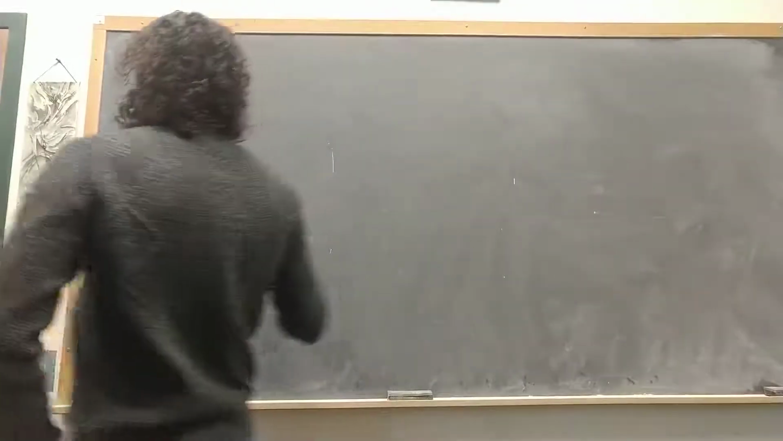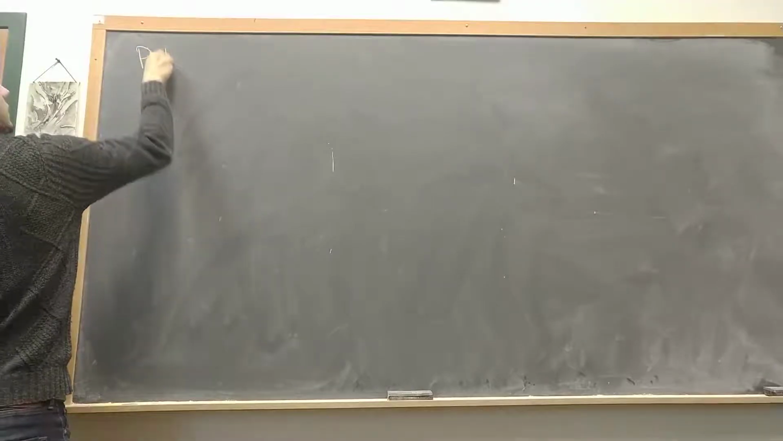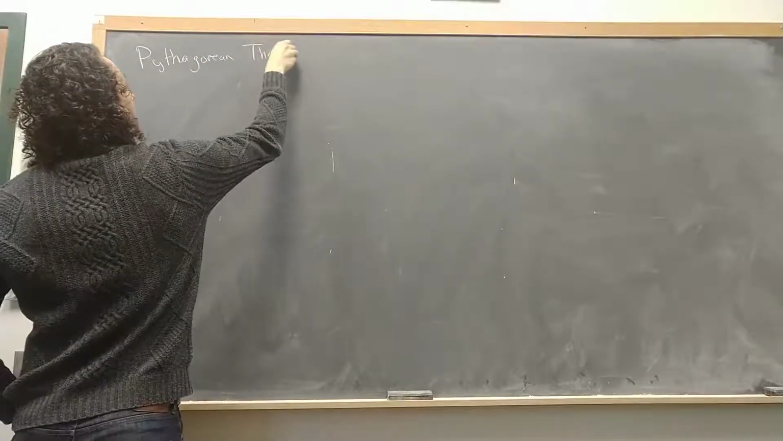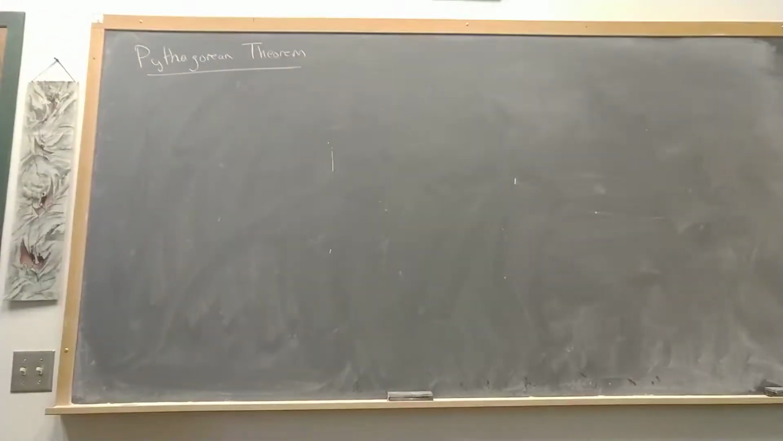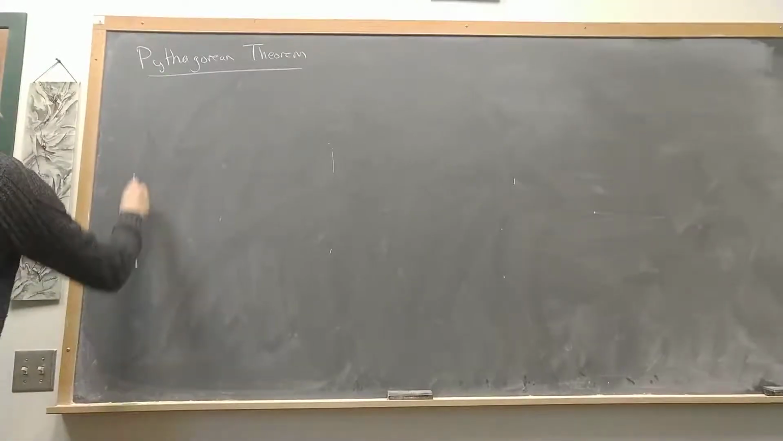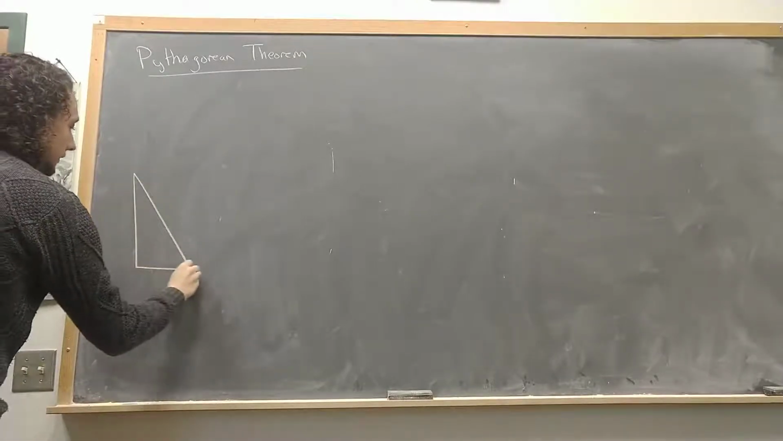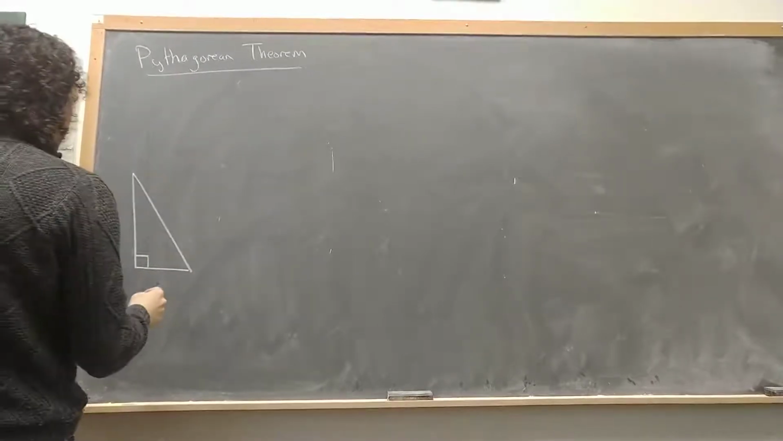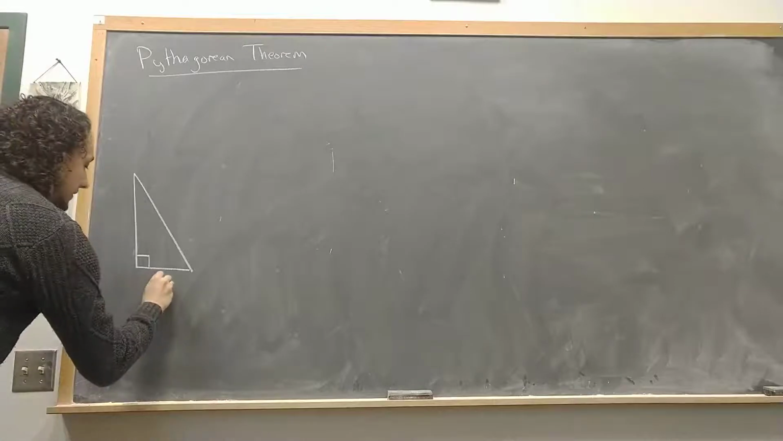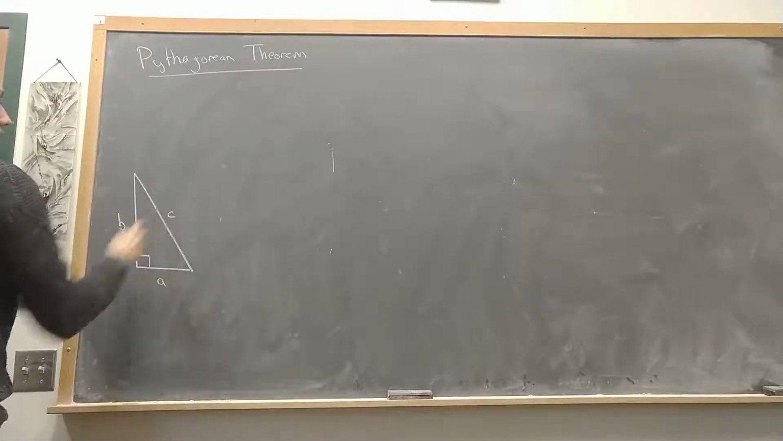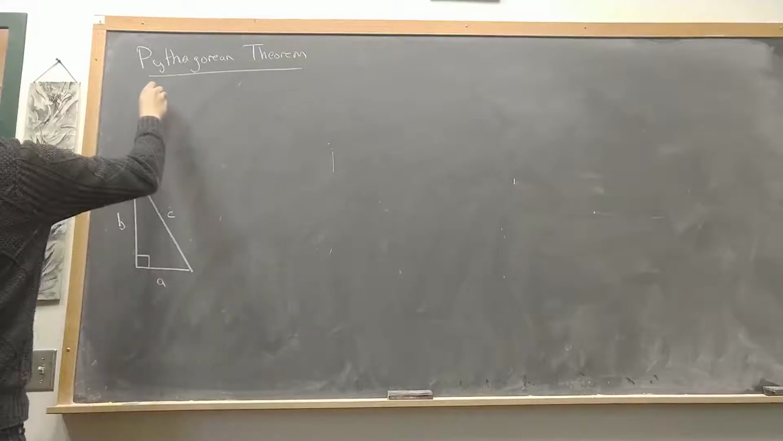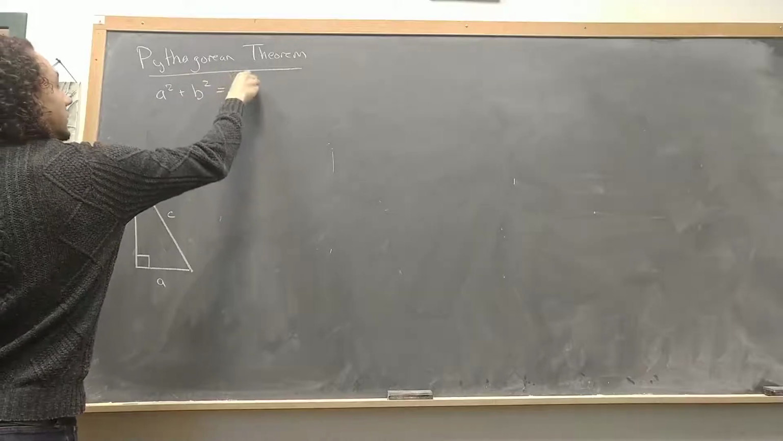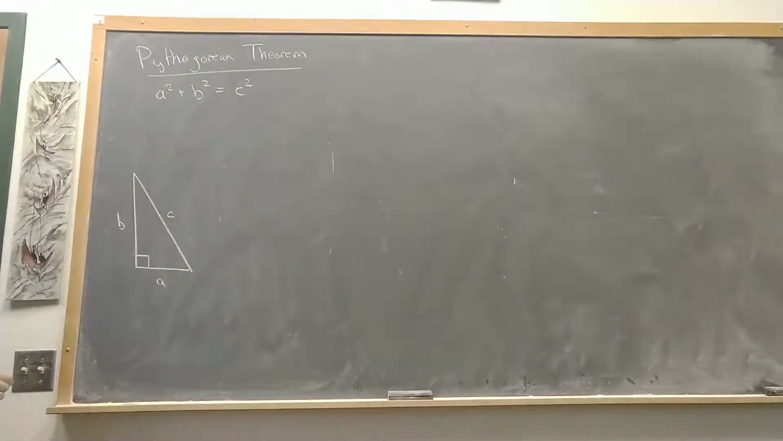So today we are going to talk about the Pythagorean Theorem. And what that theorem states is that if you have a right angle triangle, that's a triangle where one of the internal angles is exactly 90 degrees, and if I label the side lengths A, B, and C, then the Pythagorean theorem states that a squared plus b squared equals c squared. So that's what we want to prove today.